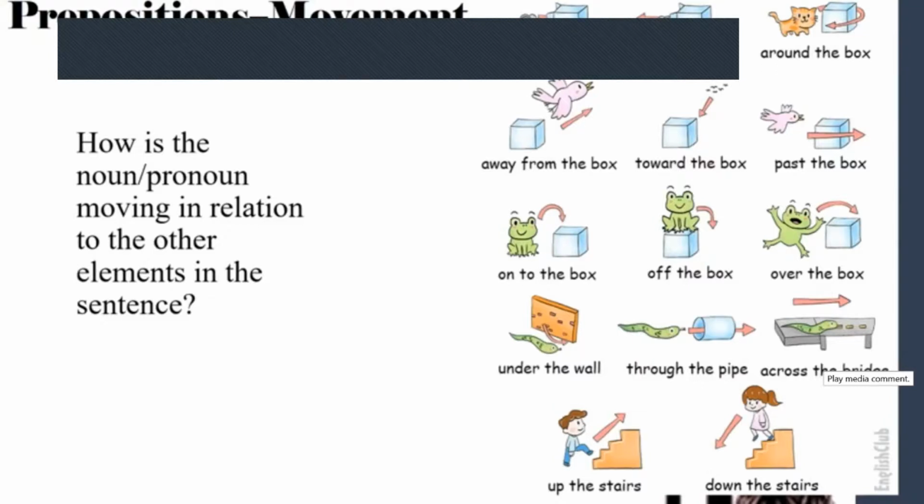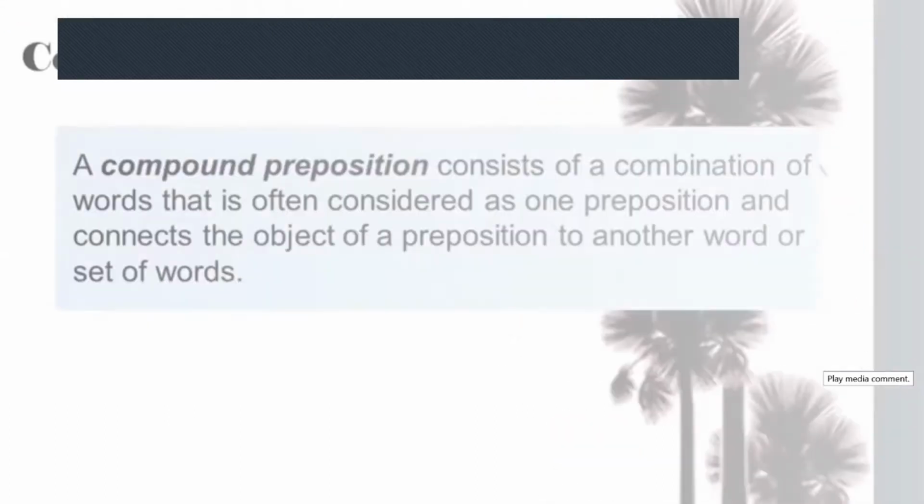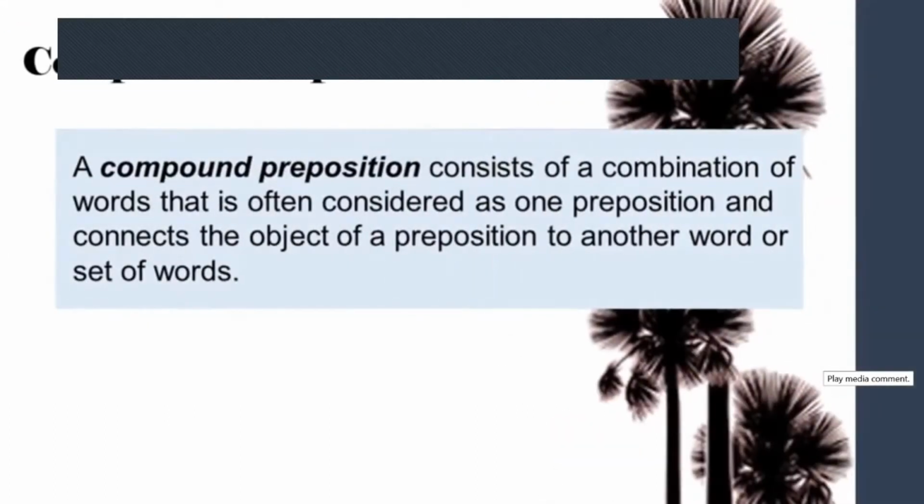Notice that these are compound prepositions. The meaning is based on either a joined preposition or two prepositions. So a compound preposition consists of a combination of words that is often considered as one preposition and connects the object of a preposition to another word or set of words.